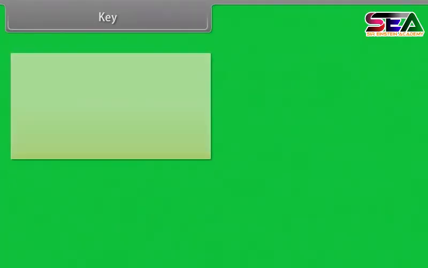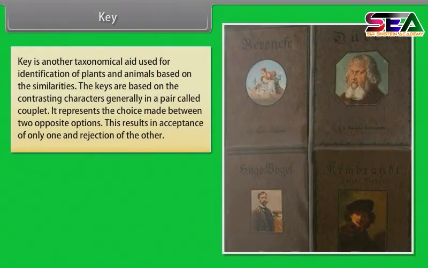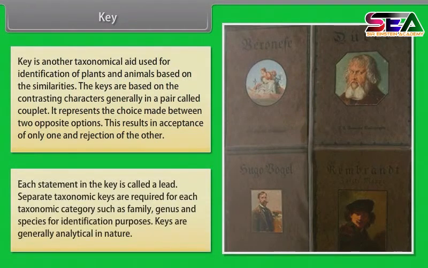Key. Key is another taxonomical aid used for identification of plants and animals based on the similarities. The keys are based on the contrasting characters, generally in pair, called couplet. It represents the choice made between two opposite options. This results in acceptance of only one and rejection of the other. Each statement in the key is called a lead. Separate taxonomic keys are required for each taxonomic category, such as family, genus, and species, for identification purposes. Keys are generally analytical in nature.